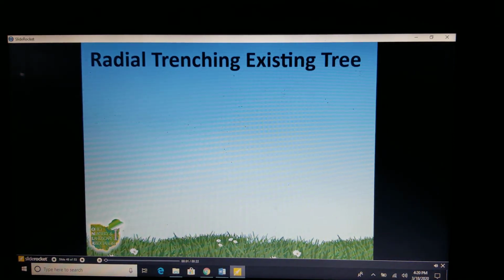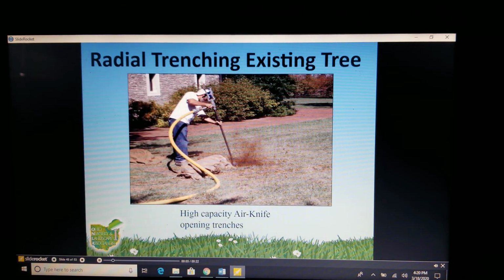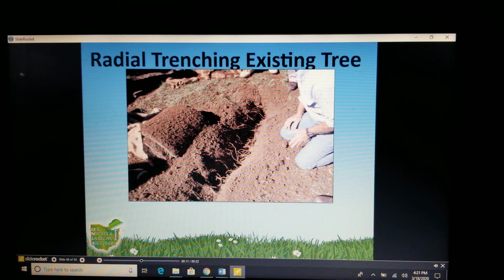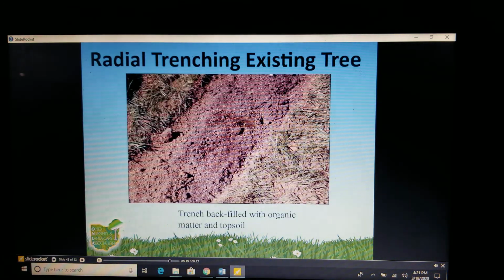This is an image of a high-capacity air knife being used to produce radial trenches around existing established trees. The tree's roots have been exposed by the air knife. Also, notice that the sod has been cut and rolled to be redistributed. This reduces the impact on the appearance of the landscape. The trenches are refilled with a mixture of existing topsoil and organic matter.